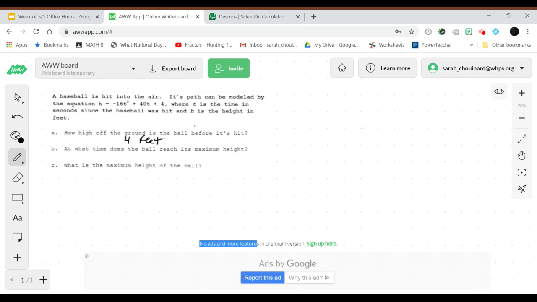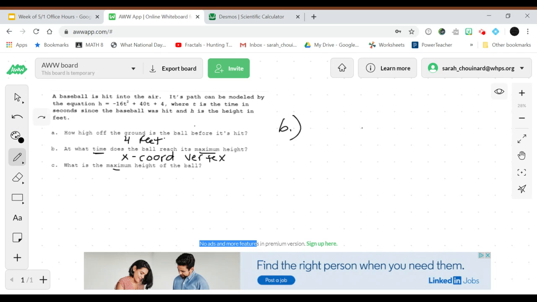The next two questions involve the maximum height. So the maximum height we know is the vertex. So to answer B, at what time does it reach the maximum height? That's going to be the x-coordinate of the vertex, which we find by doing the formula negative b over 2a. So the x-coordinate is negative b over 2a. And so that's negative 40 over 2 times negative 16.